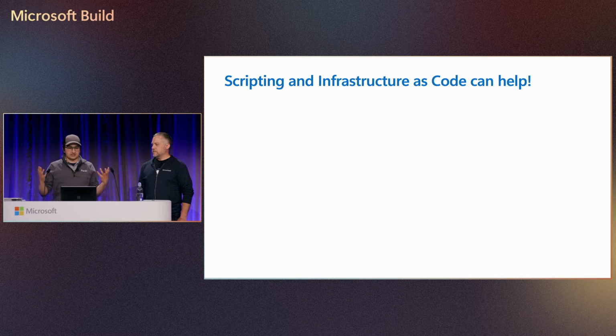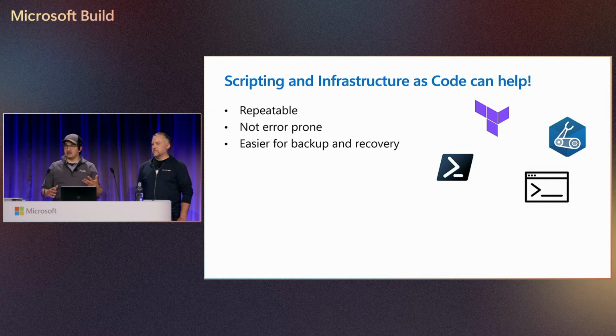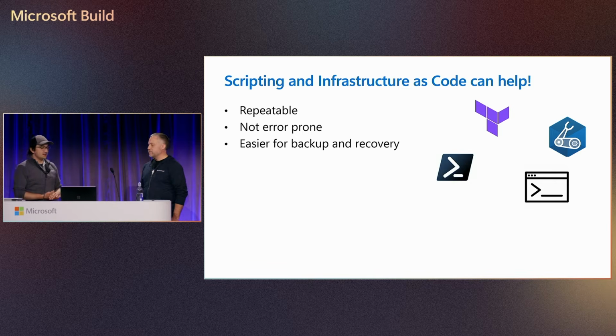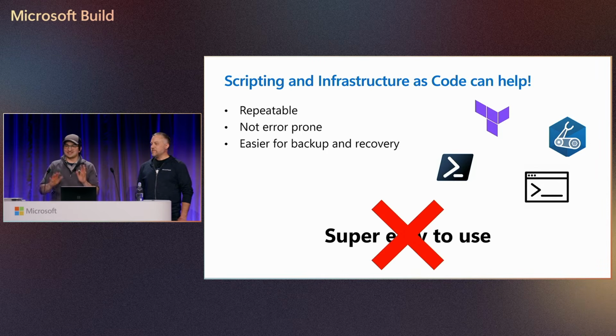And that's where DevOps comes into play, where DevOps is the use of tools like infrastructure as code and scripting automation to make sure that the deployments you have are repeatable, not error prone, and easier for backup and recovery. So like I mentioned, these are tools like Terraform, Bicep, PowerShell, Azure CLI, and a couple of various other ones. But these are the ones that we work with here. And I always love to say they're super easy to use. There's only 10,000 different Azure CLI commands and another 10,000 Azure PowerShell commands. So that's just not right.